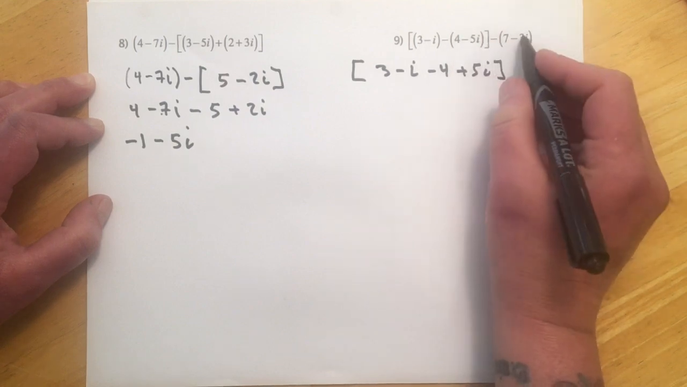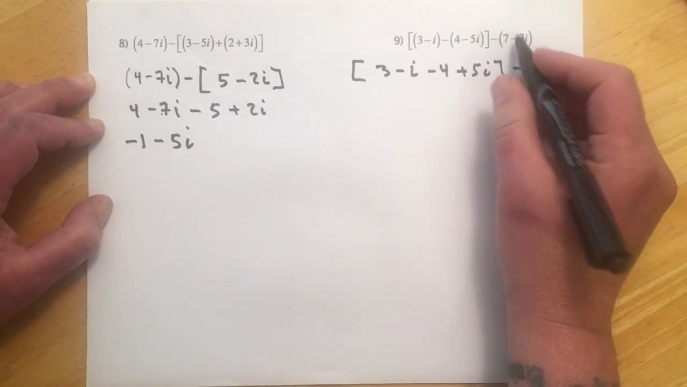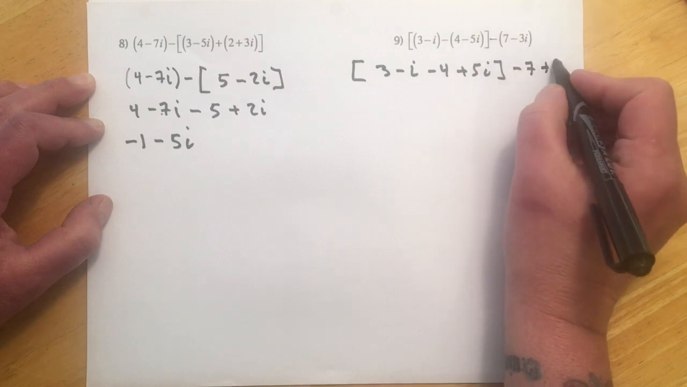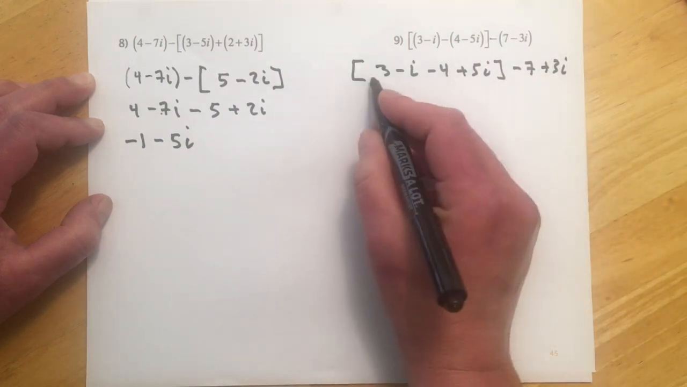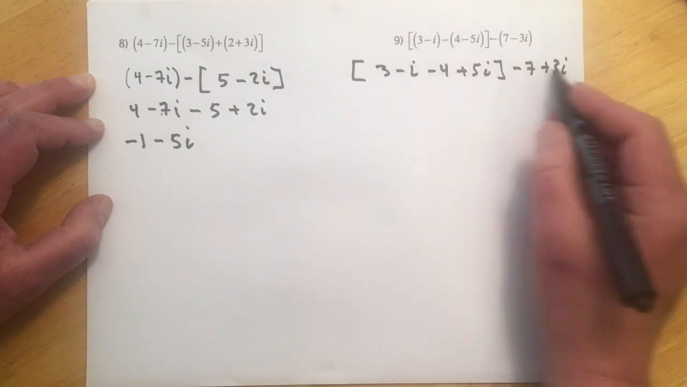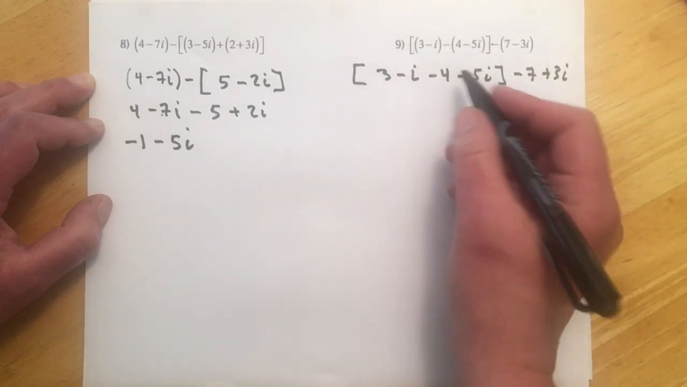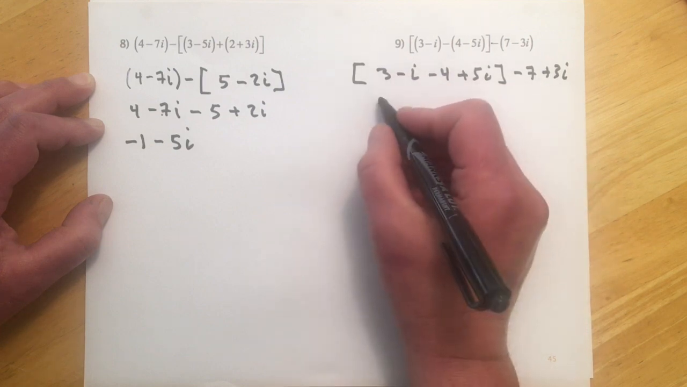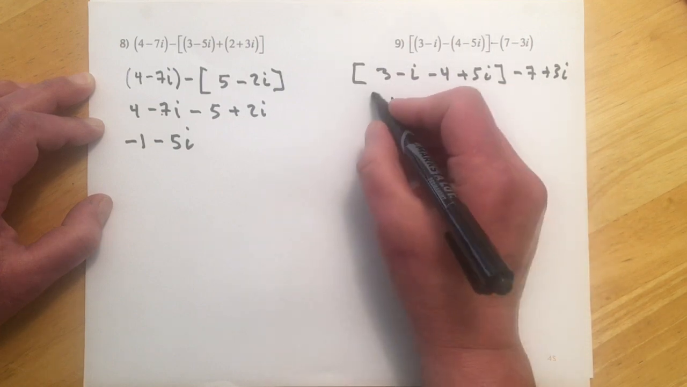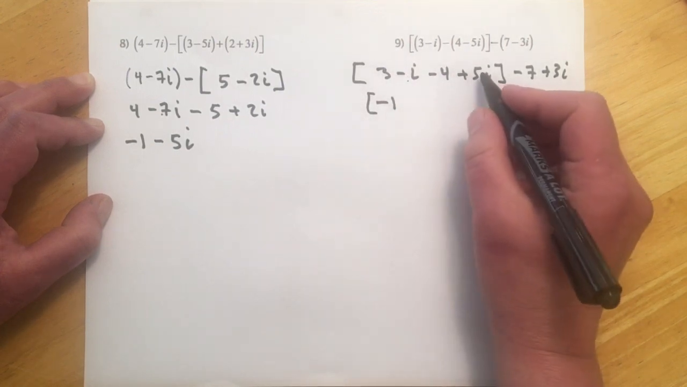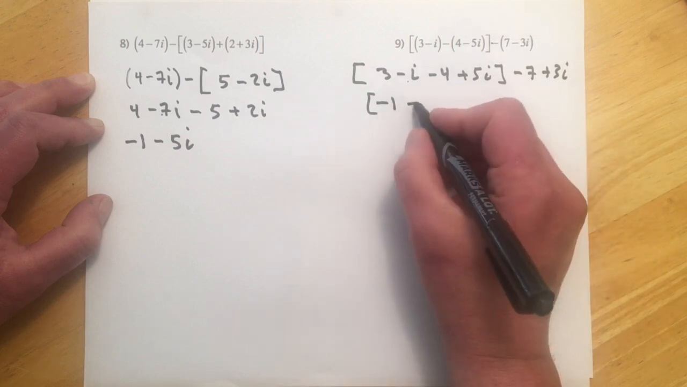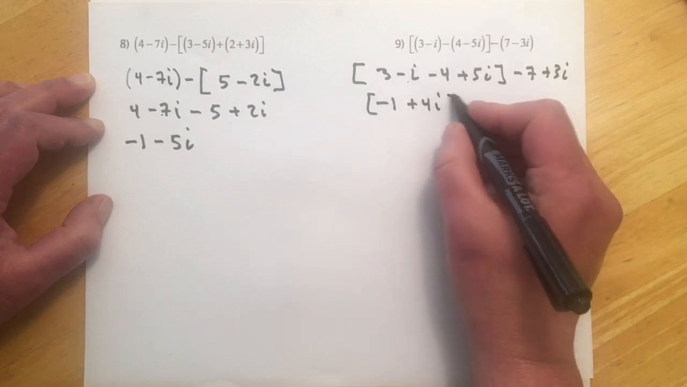Might as well distribute that sign too, so that'll be a minus 7, and then minus a negative will make that a plus 3. And then I'll go ahead and collect in here and then put these with it. I guess I don't really need to, but I'm going to. So this would be 3 minus 4, which is negative 1. And then minus i and plus 5i would be plus 4i.